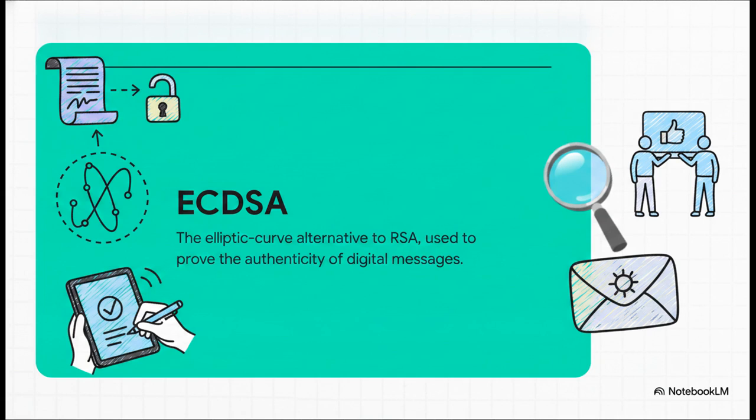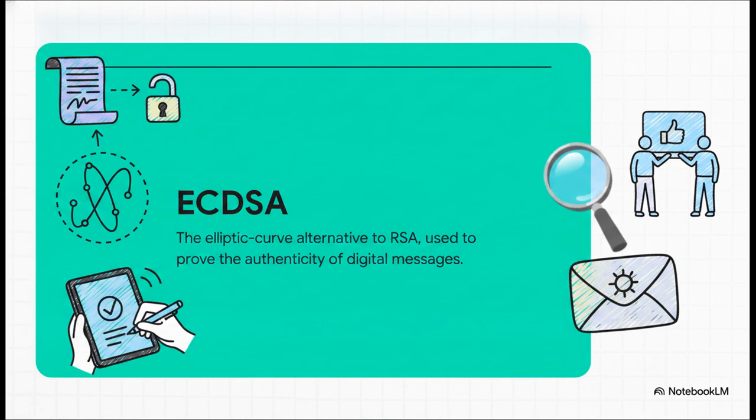It allows a system to cryptographically sign a message using its own private key. Anyone else can then use the corresponding public key to verify that the signature is absolutely legitimate. This provides two huge things: authenticity, proving exactly who sent the message, and integrity, proving the message hasn't been tampered with in transit. But it also provides something called non-repudiation.